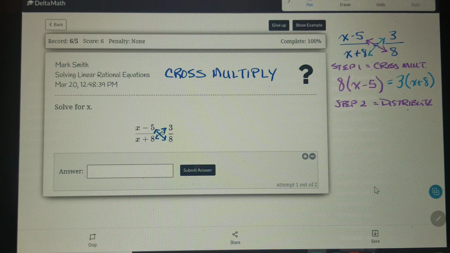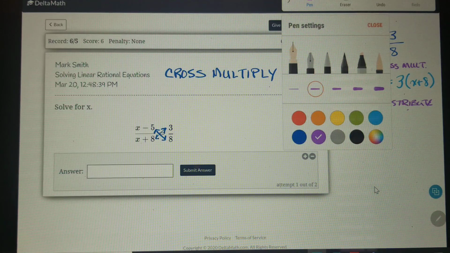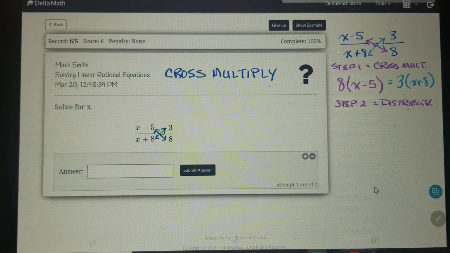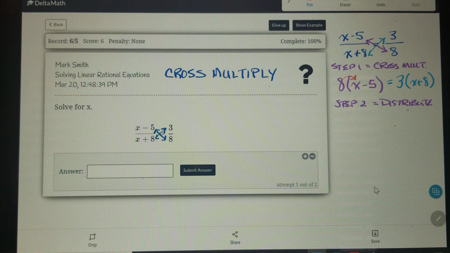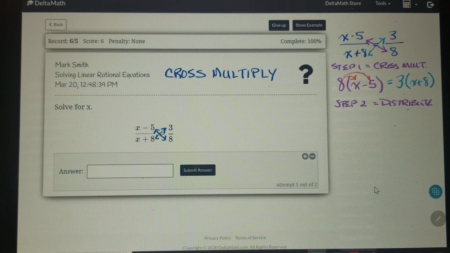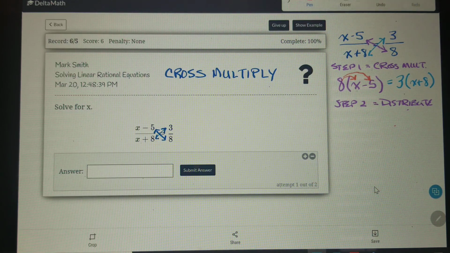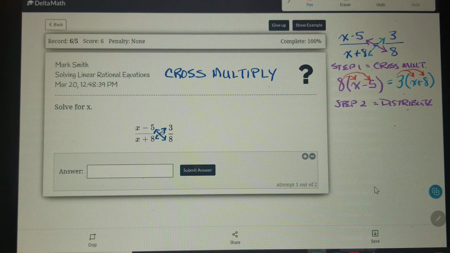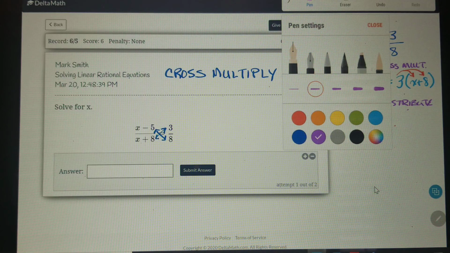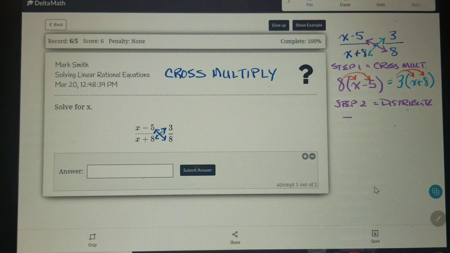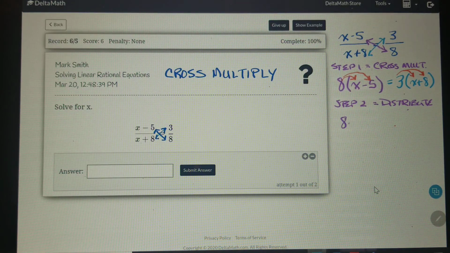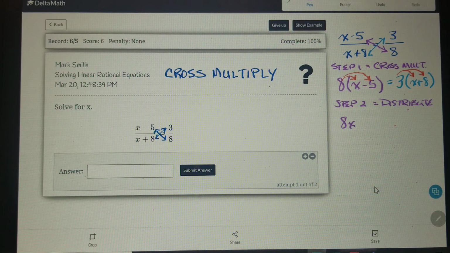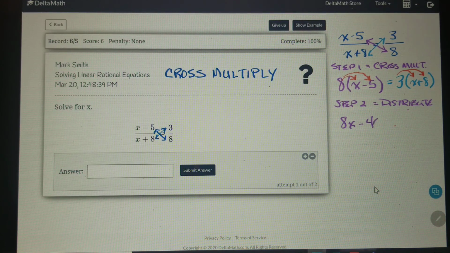This is where some of the class gets in a little bit of trouble. Remember, we got to take this 8 and we have to multiply it times both elements here, the x and the negative 5, and we have to take this 3 and multiply it times both elements, the x and the 8. All right, so let's do the first one. We have 8 times x, which is 8x, and 8 times negative 5, which is negative 40.